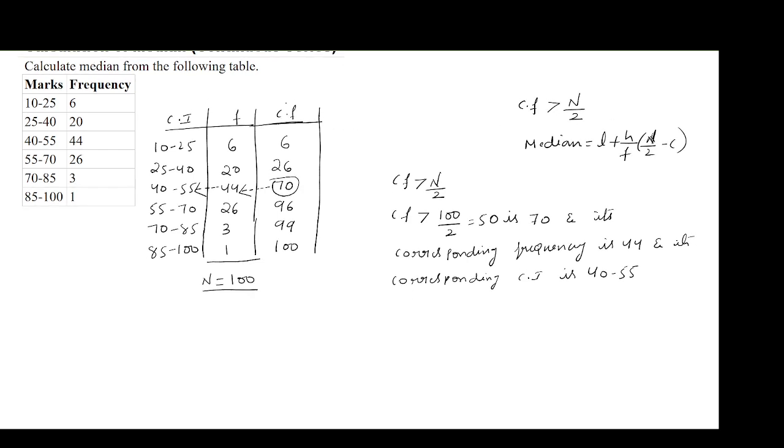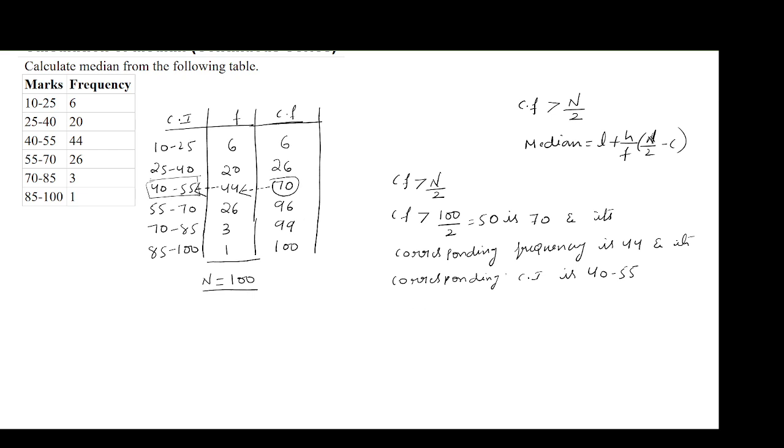Once I calculate cumulative frequency, I have to check whether it is greater than N by 2. The N by 2 value I got is 50. The number which is greater than 50 is 70, and its corresponding frequency is 44, and corresponding class interval is 40 to 55.